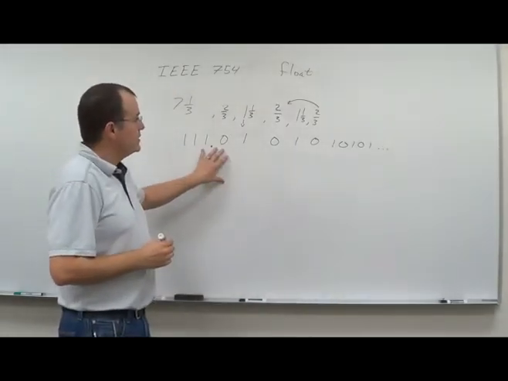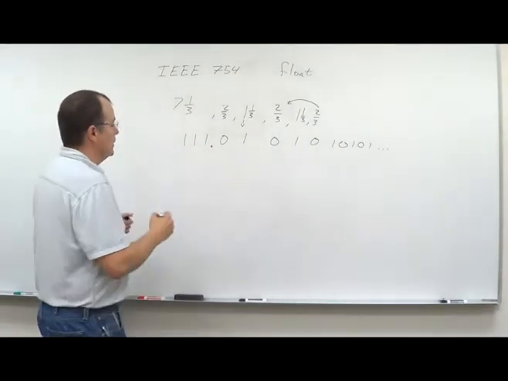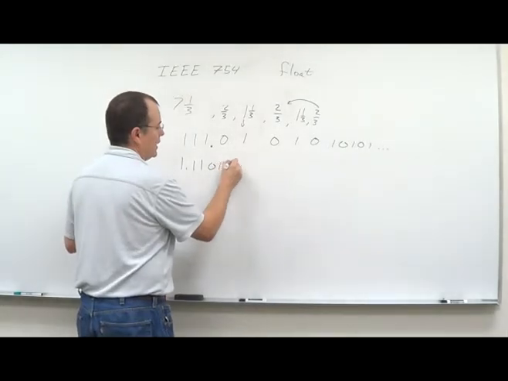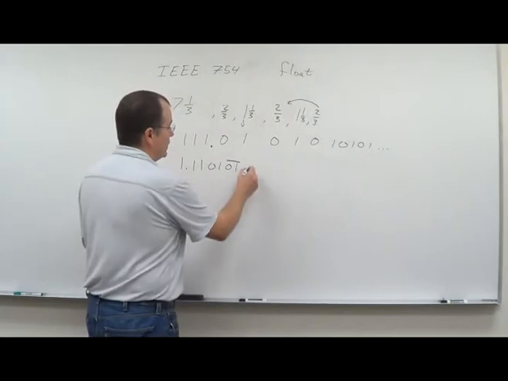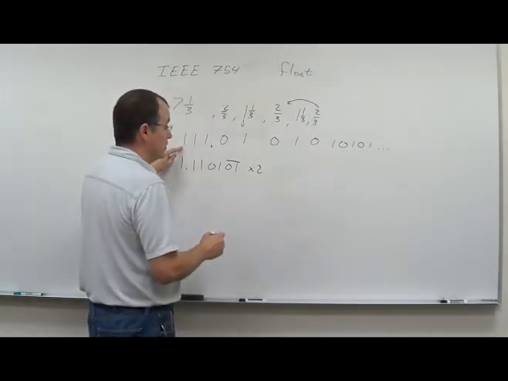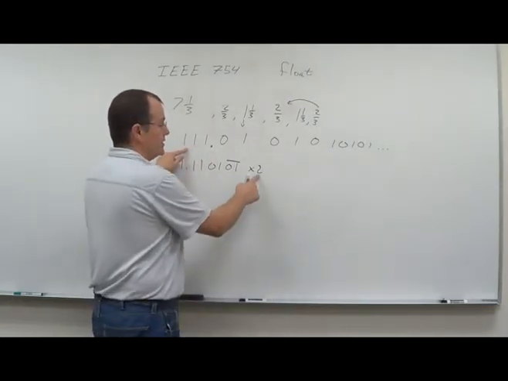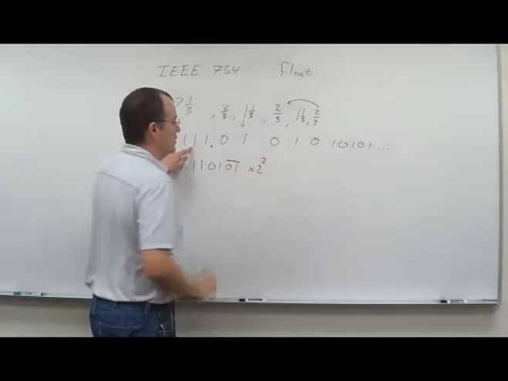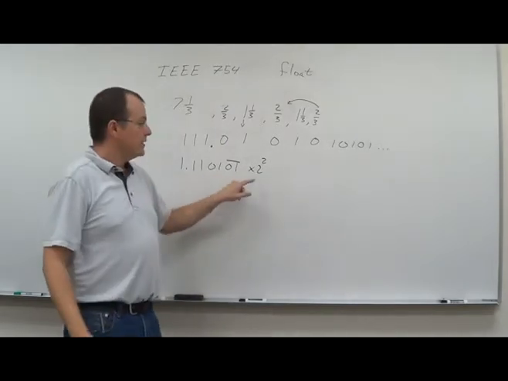So to put this into scientific notation, I need to move this binary point over here. So it would be 1.110101, and I'm going to put a bar over that just to indicate that it repeats forever, times 2 to the, well, I've made this number smaller, so I have to make this number bigger. I moved it 2 places. This would be 1.110101 times 2 to the 2.